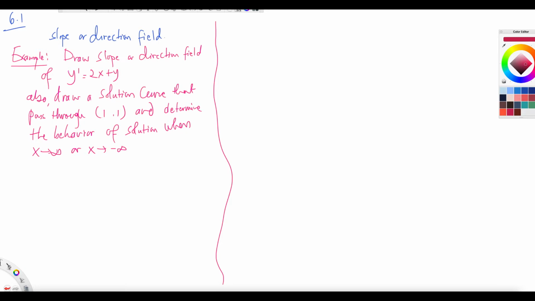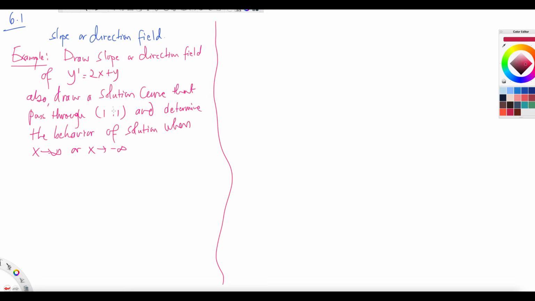Another technique is Euler's method, which is a numerical method. We will discuss that later. First of all, let us talk about the slope or direction field, which is still section 6.1 from the book. So a slope or direction field is basically a very simple graph. What we do is plug in different values of x and y and then find y prime, which is the slope. And we draw a tiny line segment to represent that slope.